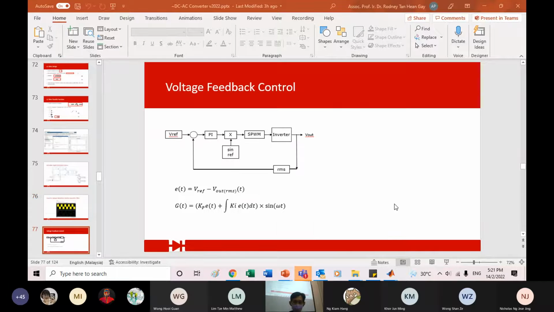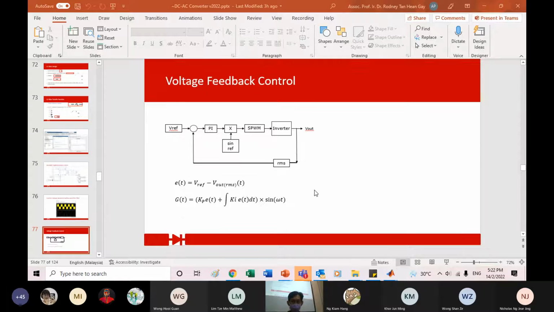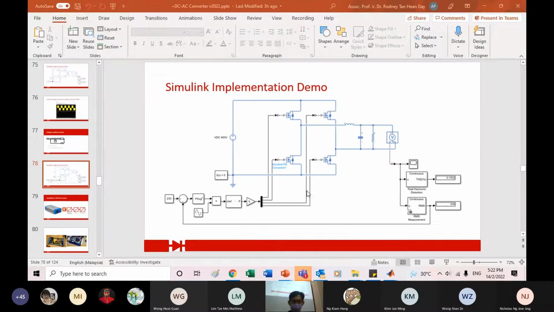Now we move further on to feedback control, because we need to maintain the voltage at a certain level. So these are the feedback controls for the inverter. These are important block diagrams. In the exam, I will ask you to draw the block diagram of a feedback control. So this is something you should draw, and then write down their equations. Okay, and then we move on. This is what we did last week for the feedback control.